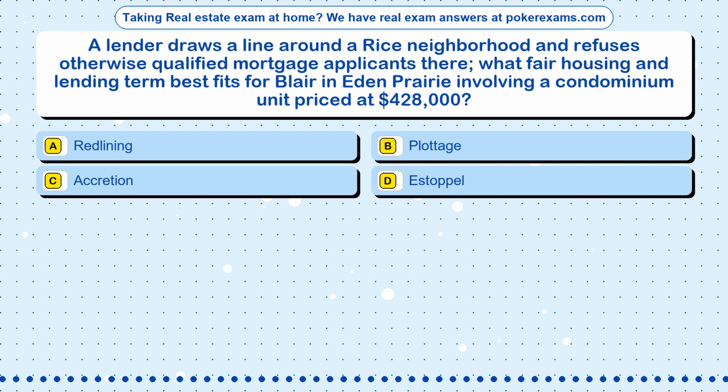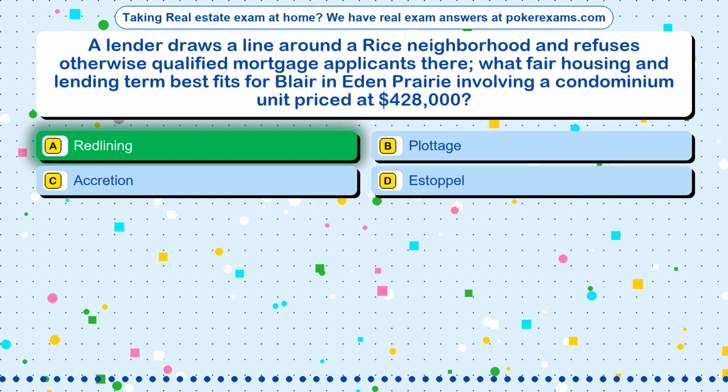Question 41. A lender draws a line around a Rice neighborhood and refuses otherwise qualified mortgage applicants there. What fair housing and lending term best fits for Blair in Eden Prairie involving a condominium unit priced at $428,000? Option A, redlining. Option B, plottage. Option C, accretion. Option D, estoppel.